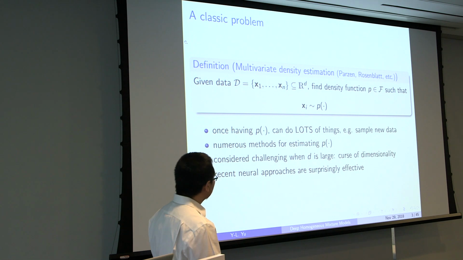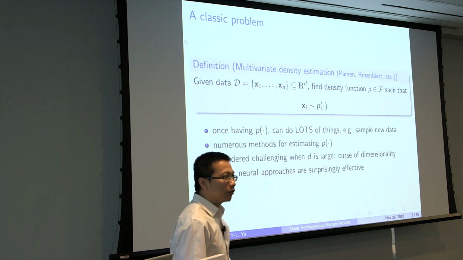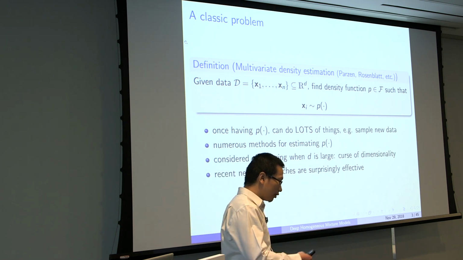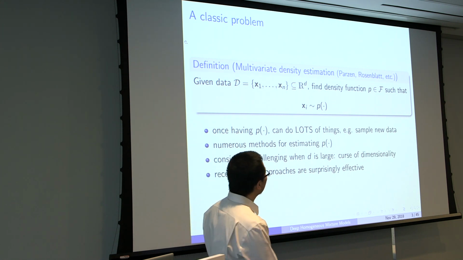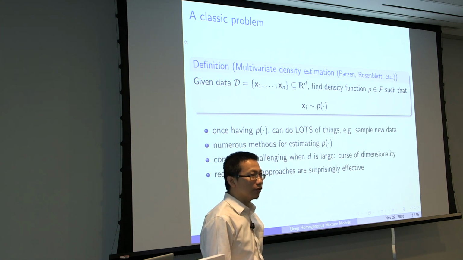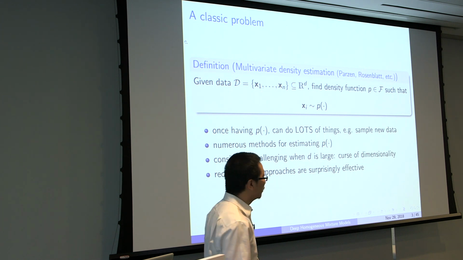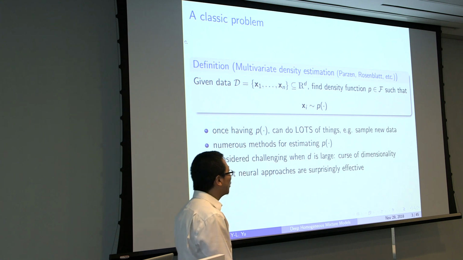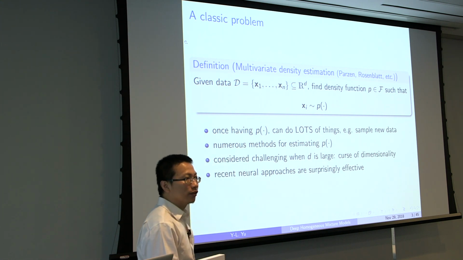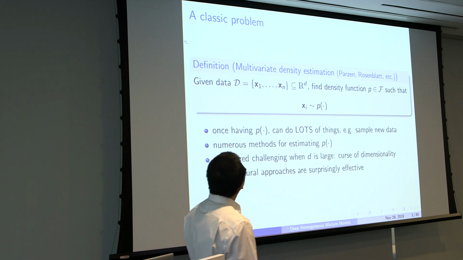On the other hand, very recently we see lots of work in the machine learning community where people use neural networks to approximate these density functions. And these results are surprisingly effective, right? It seems like we have bypassed the curse of dimensionality. And one motivation of this work is to try to understand what is really going on with these neural networks.